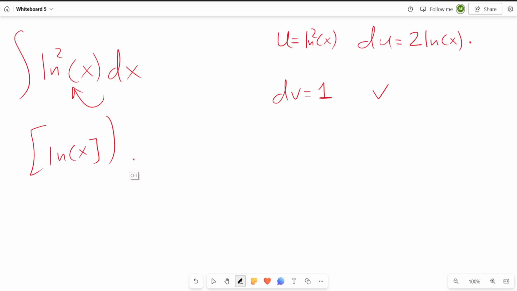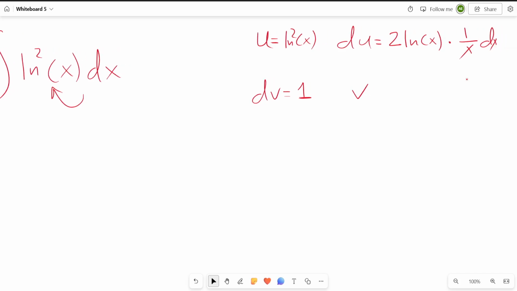What's inside is ln x, and the differentiation of ln x is 1 over x, so I'm going to multiply by 1 over x. This is du by dx, so if I want only du, I multiply dx to the other side, so it becomes dx over here.